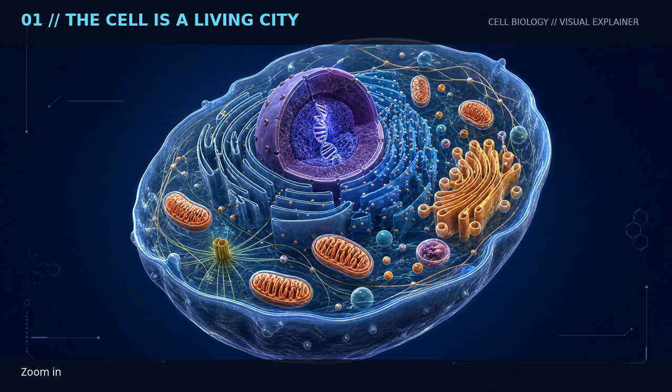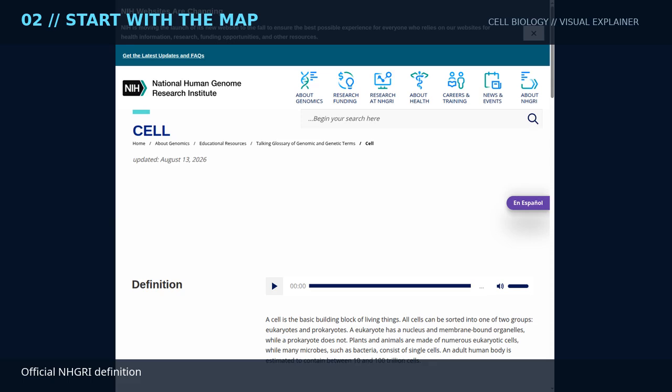Today, we are going inside the cell. A cell is the basic building block of living things. Some organisms are made of one cell. Others, including humans and plants, are made of trillions of cooperating cells. Cells are broadly grouped as prokaryotes, such as bacteria, and eukaryotes, such as animal and plant cells. In this tutorial, we will focus on the eukaryotic cell and treat it like a living city.